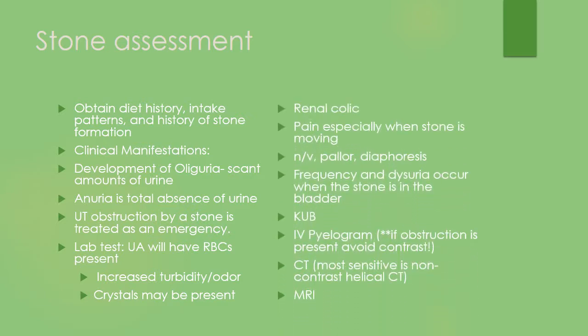The patient may experience renal colic. They're going to have pain, especially when the stone's moving. They may have nausea, vomiting, pallor, diaphoresis. They may have frequency and dysuria that occurs when the stone is in the bladder. There may be a possibility to do a KUB, an IV pyelogram, a CT, or even an MRI.